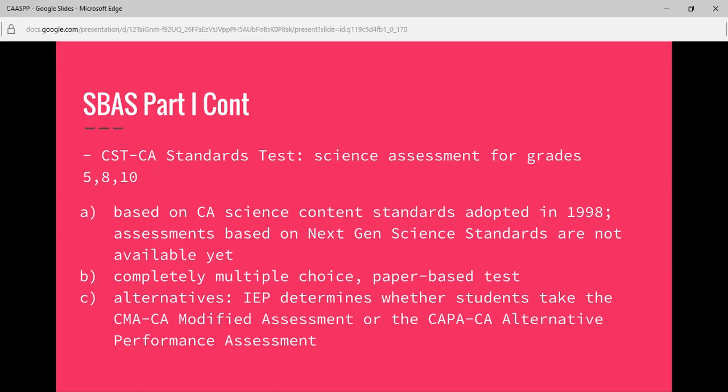This test is completely multiple choice, and it is paper-based rather than computer-based. There are also alternatives for this test. Students' IEPs determine whether they should take the CMA, which is a California Modified Assessment, which is modified by giving students only 3 multiple choice options rather than 4. For more severe cognitive disabilities, students can take the CAPA, which is the California Alternate Performance Assessment, which is made up of only 8 performance tasks.